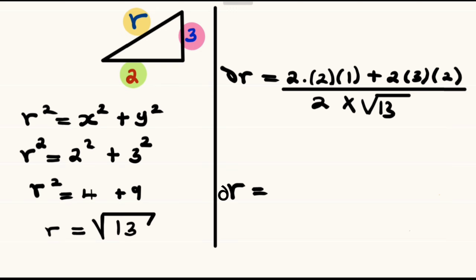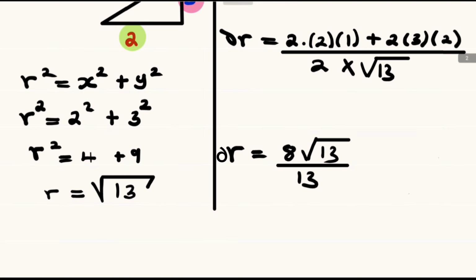8 times the square root of 13 divided by 13, and in decimal form, the partial derivative of r, or the change in r, will be equal to 2.219, and this will be our answer for this first question.